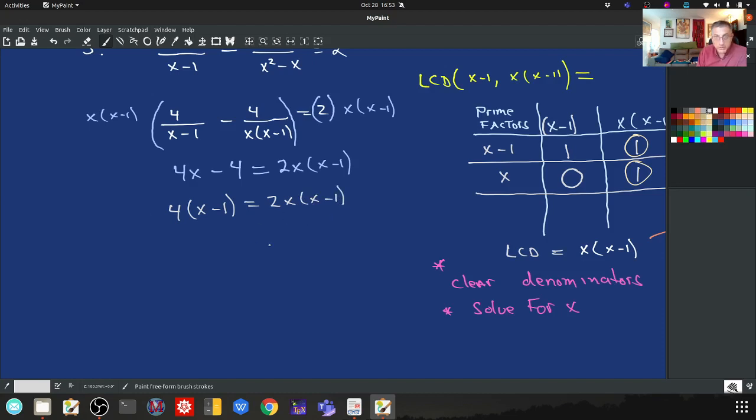So here's the way I'm going to do it. You have two options. You could just multiply everything out. You'll have a quadratic equation you'll have to factor. But I'm going to do it this way. I'm going to observe that I can divide both sides by 2. And I've maintained the equality. So 4 divided by 2 gives me 2. 2 divided by 2 is 1.